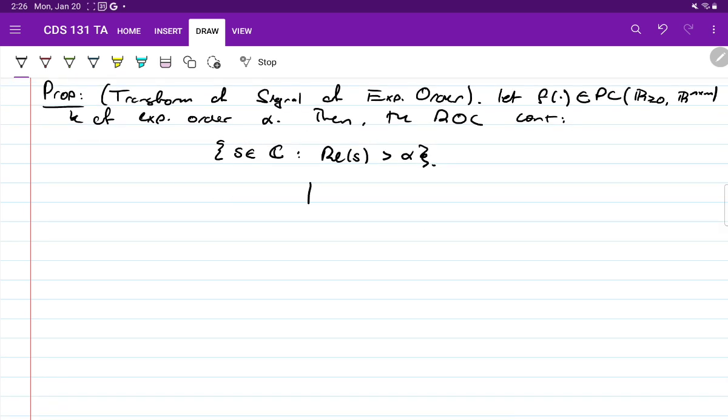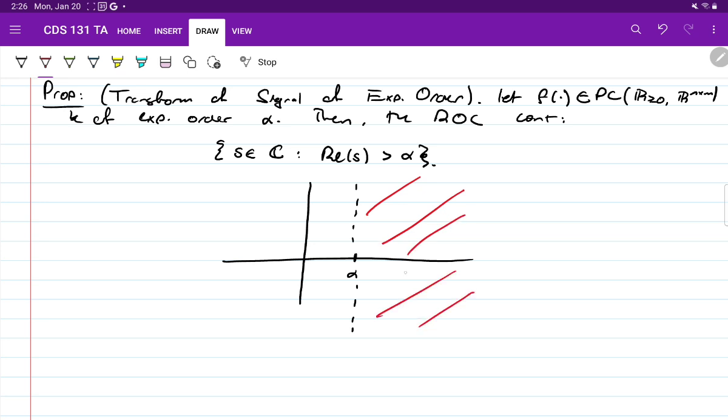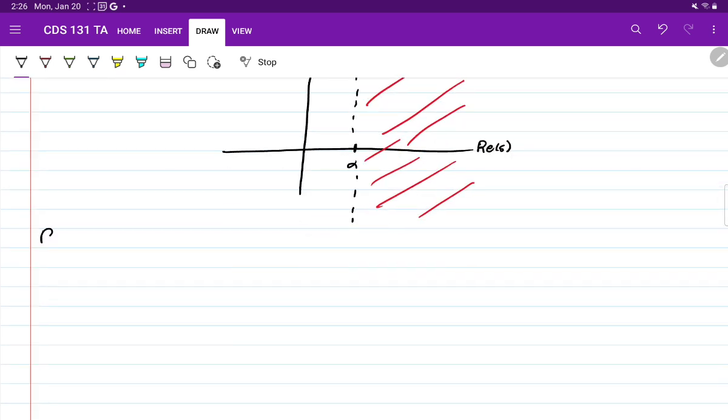If you want to just sketch out what this set looks like, let's say that's alpha over there. So the region of convergence will at least be that, where the real part is greater than alpha, where this axis represents the real part of s and this axis represents the imaginary part of s. Okay, so let me just provide you with a quick sketch of this proof.